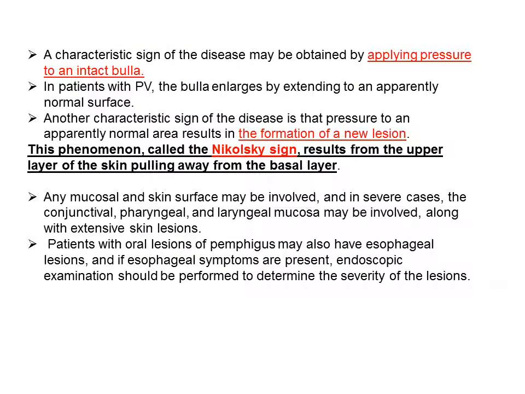A characteristic sign of this disease is obtained by applying pressure to an intact bulla. The bulla enlarges by extending to an apparently normal surface. Another characteristic sign is that pressure to an apparently normal area results in the formation of a new lesion. This phenomenon, called the Nikolsky sign, results from the upper layer of the skin pulling away from the basal layer.